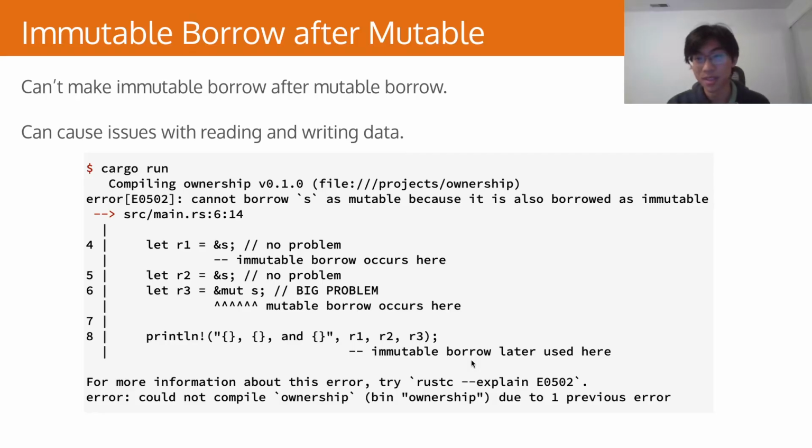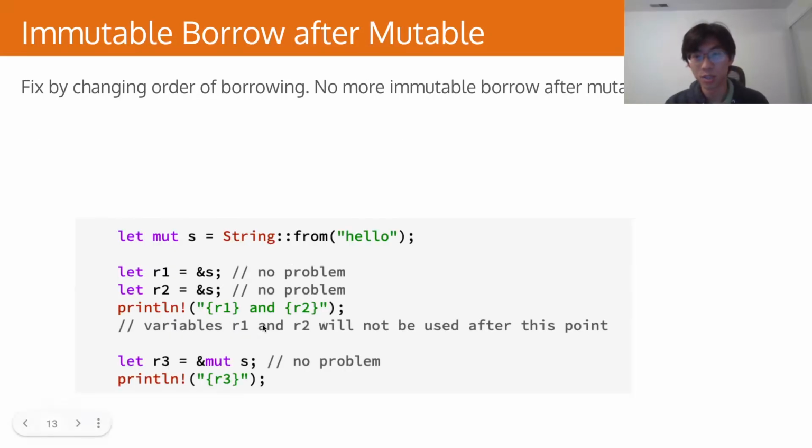And the reason why this isn't allowed is the immutable reference supposes that the data will stay the same, but then this mutable reference could potentially let you change that data before the immutable reference gets to be used. So there's a conflict here. And the way we can fix that is we can just use the immutable references before we get a new mutable reference so that these references can be dropped.